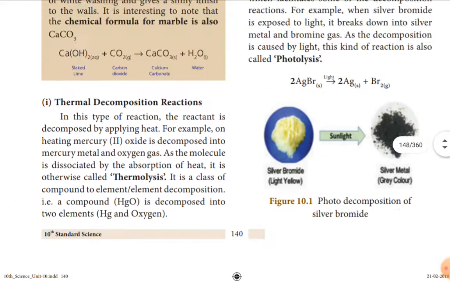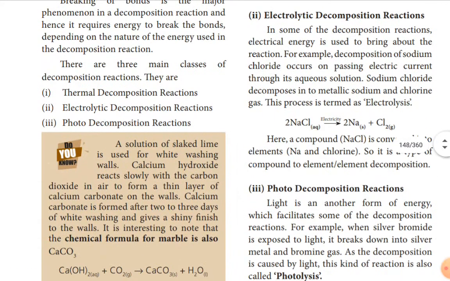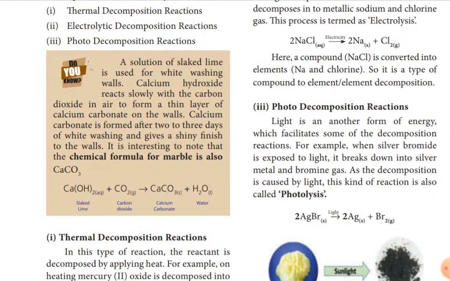So there are three types of decomposition reaction. Thermal decomposition, also called thermolysis: these reactions take place by absorbing heat energy, so they are endothermic reactions. Then the electrolytic decomposition reaction, where electrical energy is used for the decomposition of a compound; this is called electrolysis. And next, the photo decomposition reaction: when the compound is exposed to sunlight, the breaking of bonds takes place. This is a photolysis reaction, and it is also a compound to element decomposition reaction.